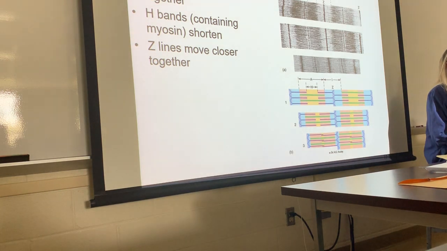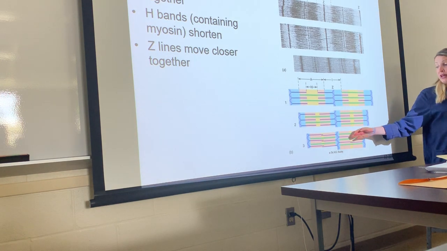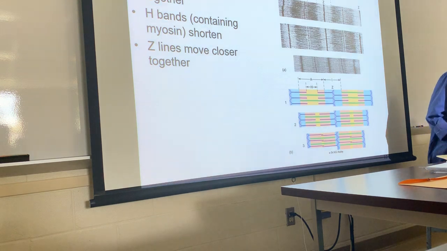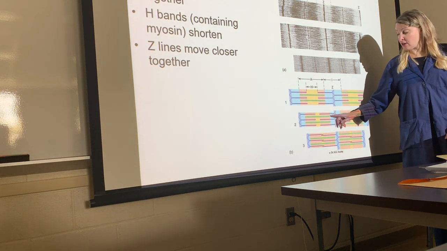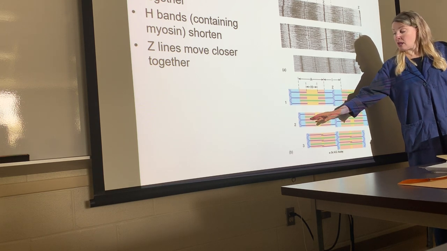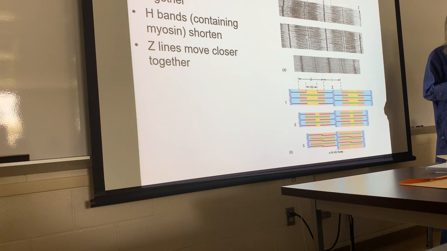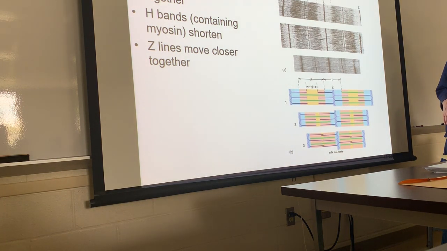Additionally, what happens to the A bands? These guys are going to move closer together, but the width is going to stay the same. Why does it stay the same? Because the A band basically is delineated here by our myosin, and that is going to stay the same length. Additionally, our Z discs move closer together, and that's pretty much it.